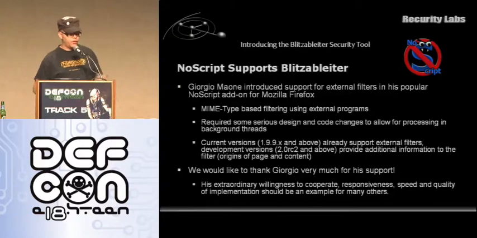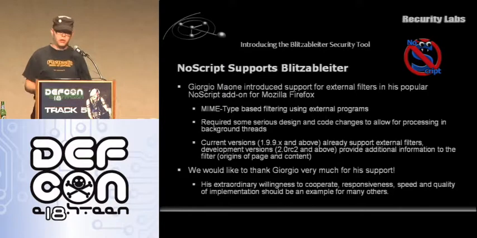Giorgio Maoni, the author of NoScript, was nice enough to build an external filter interface that I proposed to him. So you can hook up other programs. You can write your own programs now that will do filtering of specific MIME types, and then you can hook them into NoScript with no coding whatsoever. But he built it actually for us so we can integrate our Blitzableiter into this NoScript thing. It required a lot of work on his side, and it's currently up and running. If you're up on the latest version of NoScript, you already have that option and you can configure it.